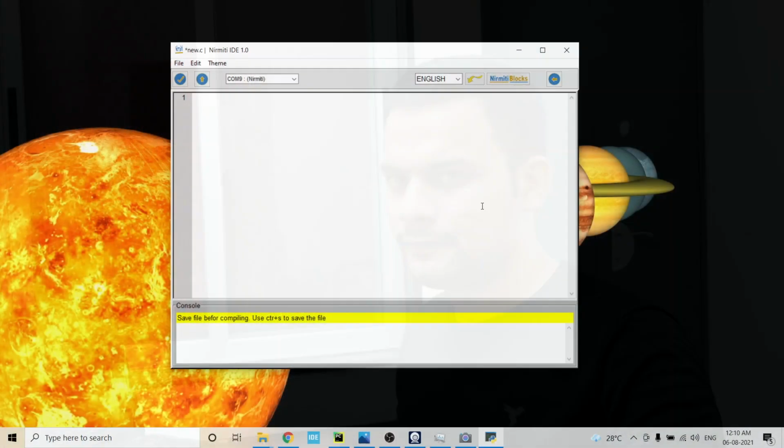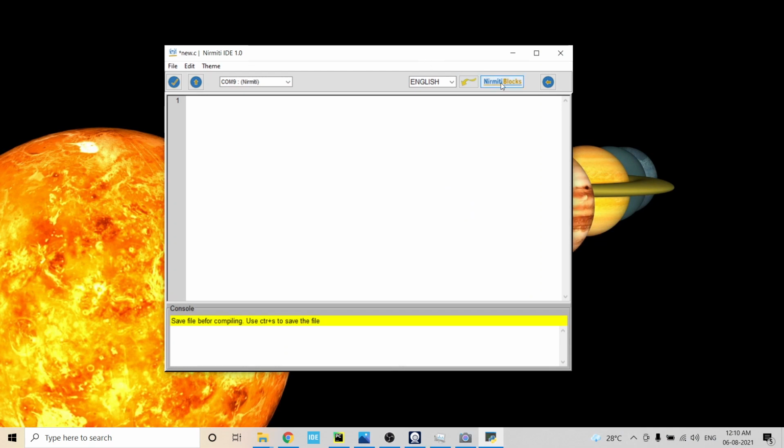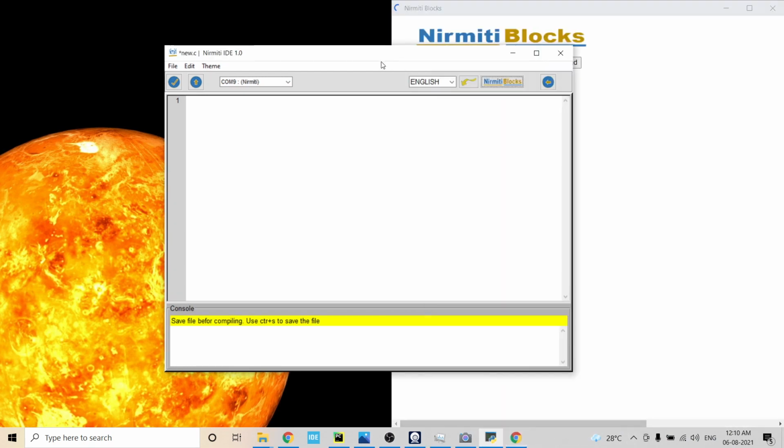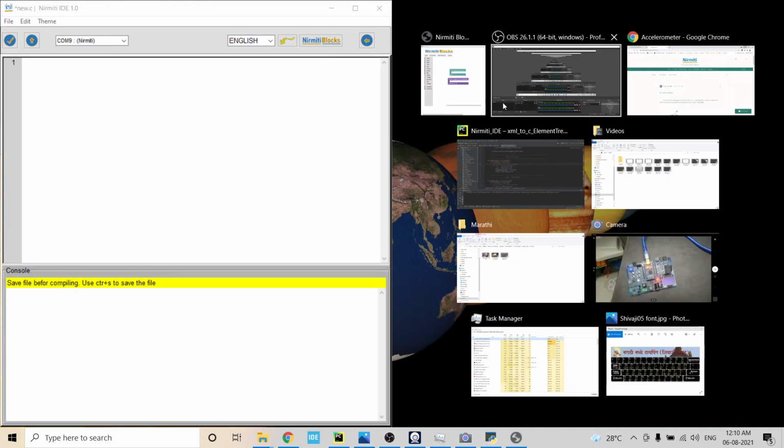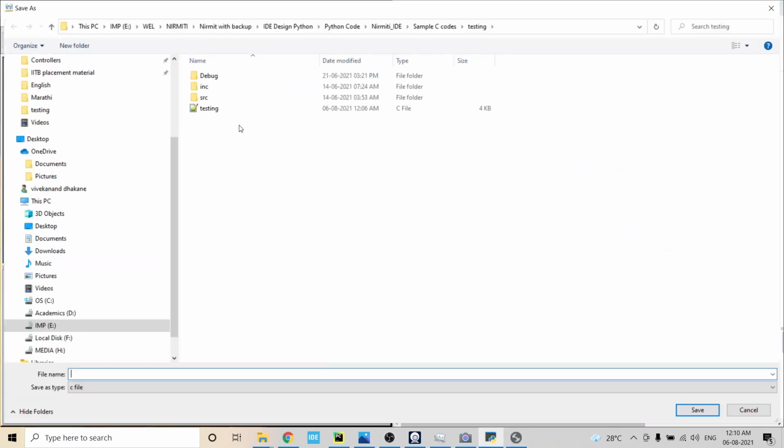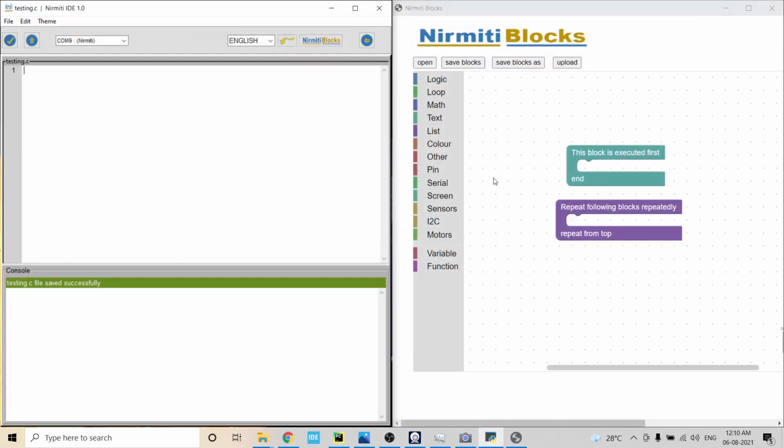The application of this accelerometer is that we can measure the angle. So we can use this Nirmiti shield as a compass for measuring the angle. So let's see how to measure the angle. We have opened the Nirmiti software. Then open Nirmiti blocks. First of all, save the project.